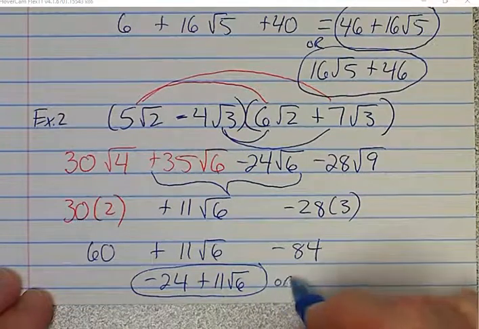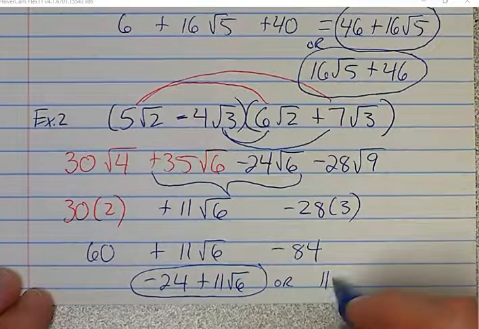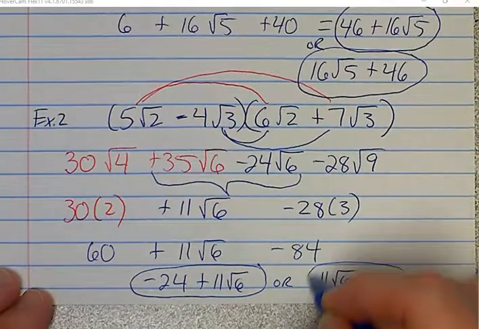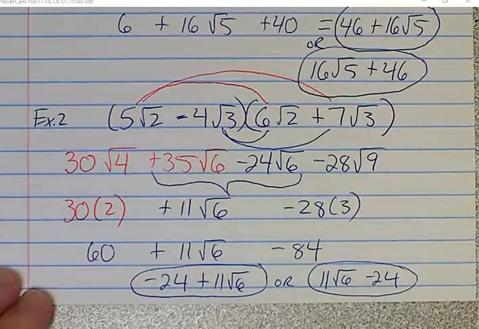And again, it doesn't matter which one you put first. If you put the 11 square root of 6 first, you just need to put the negative or the minus 24 behind it. So either one of those two answers would be okay.